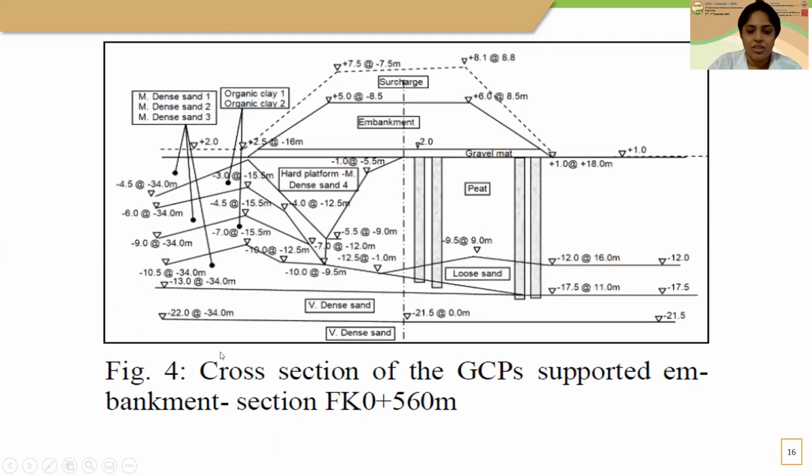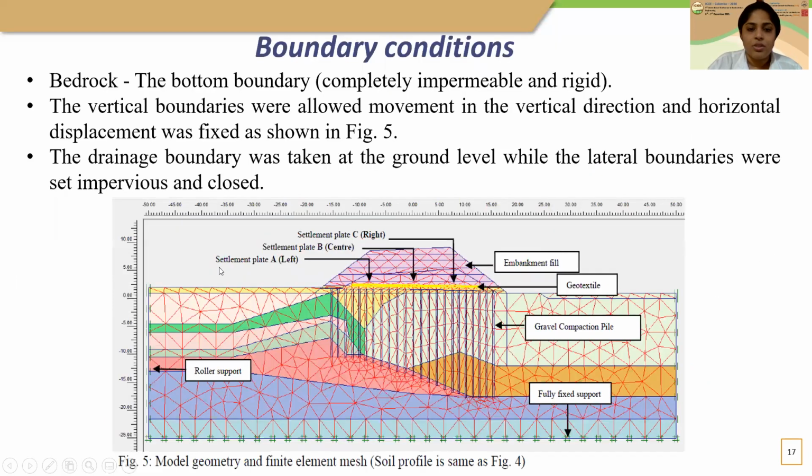Here you can see the cross-section of the GCP supported embankment at the chainage FK0+560. So these are the boundary conditions. The bedrock was considered as the bottom boundary, rigid and impermeable. The vertical boundaries were allowed movement in the vertical direction, and the horizontal displacement was fixed, as you can see in figure 5. And the drainage boundary was taken at the ground level, while the lateral boundaries were set impervious and closed.